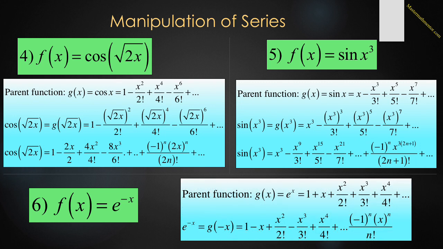Number 6 is f of x equals e to the negative x. Our parent function will be g of x equals e to the x, which is 1 plus x squared over 2 factorial plus x cubed over 3 factorial plus x to the 4th over 4 factorial plus dot dot dot. So e to the negative x is simply g of negative x, which is 1 minus x plus x squared over 2 factorial minus x cubed over 3 factorial plus x to the 4th over 4 factorial plus dot dot dot. And our general term will be negative 1 to the n times x to the n over n factorial.